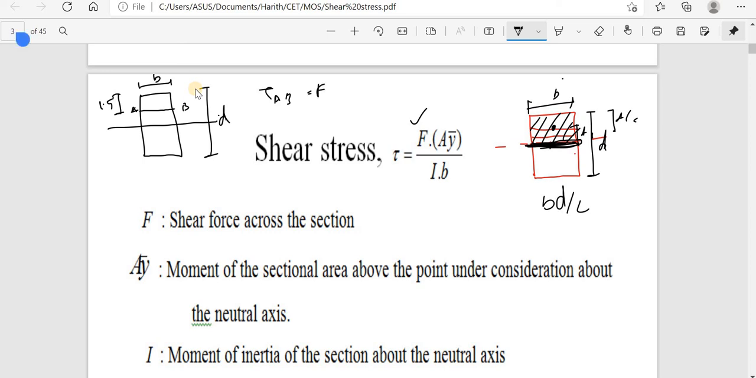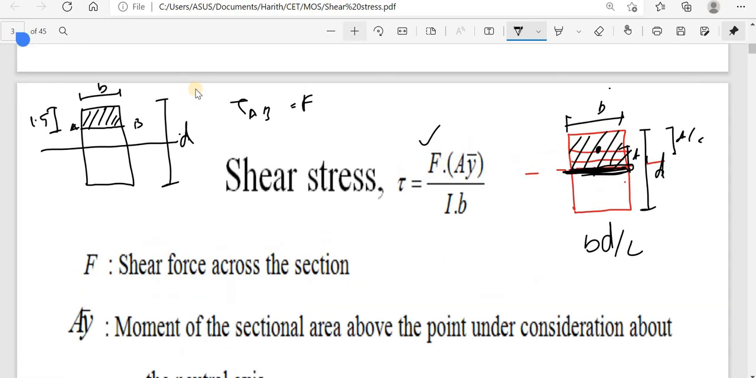Shear force we can find out. Last time we found this last equation also. In the same way, this area will be like this. This will be the area.